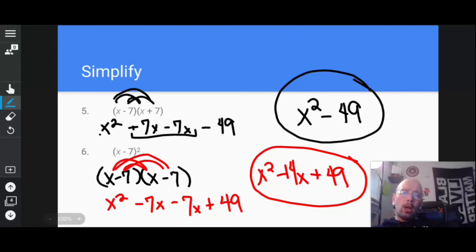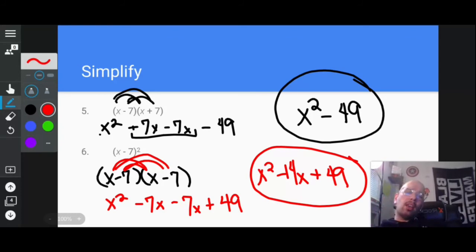And the shortcut for a problem like this: in my case, I have a negative, so that's why we get negative 14x. What you do is you take the first term, you square it, and that's going to be the first term in your answer. You combine these two terms through multiplication. Negative 7 and x make negative 7x. You double that to make it negative 14x, and that's your second term. And then you take the second term inside your parentheses and you square that, which will always become positive, and that's going to be your third term in the answer.